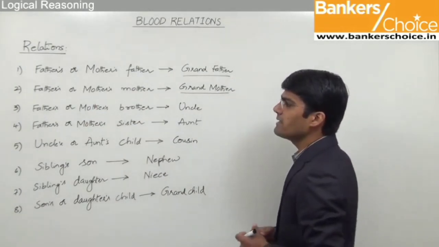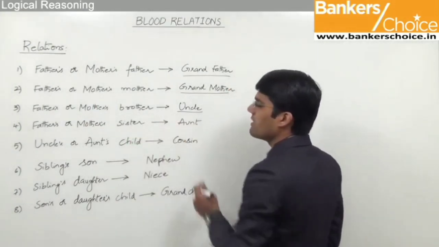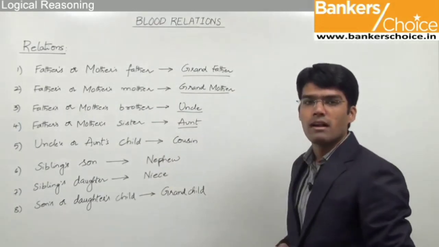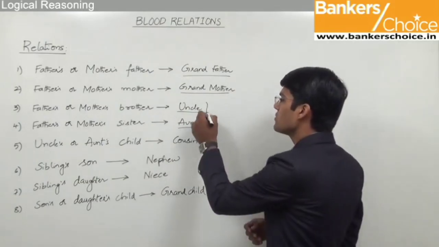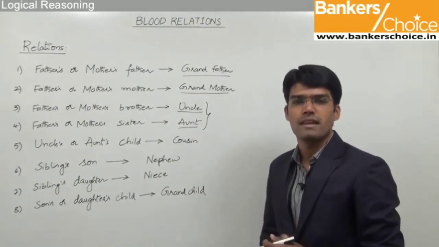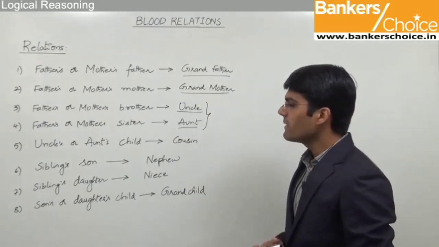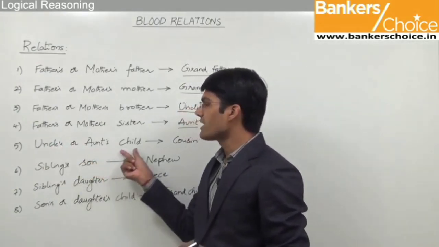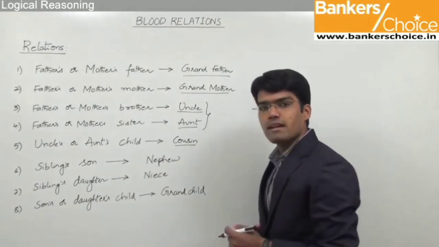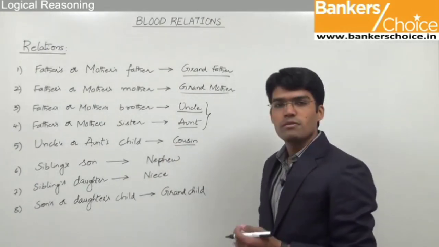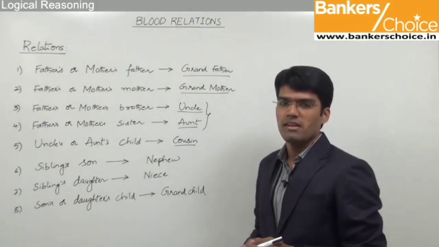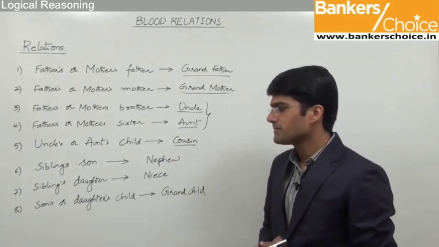The next one is father's or mother's brother is called uncle. Similarly, father's or mother's sister is called aunt. Similarly, these two relatives can also be classified as maternal or paternal depending on whether they belong to mother's side or father's side. The next one is uncle's or aunt's child. That means your parents' sibling's child is called cousin. So any of your parents' siblings, that is your uncle's or aunt's child, whether it is a male or female child, is referred to as cousin.